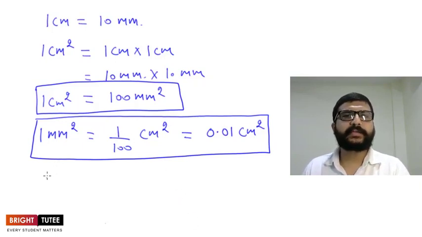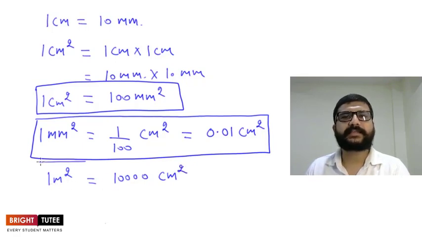So now what do you think about 1 square meter? Can we convert this into square centimeters? Yes, we can do that. Now as we know, 1 meter is equal to 100 centimeters. So 1 square meter will be equal to 10,000 square centimeters.